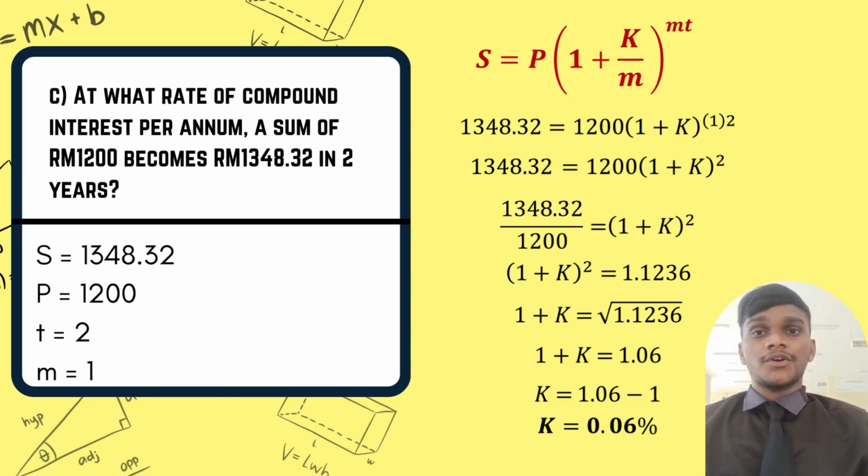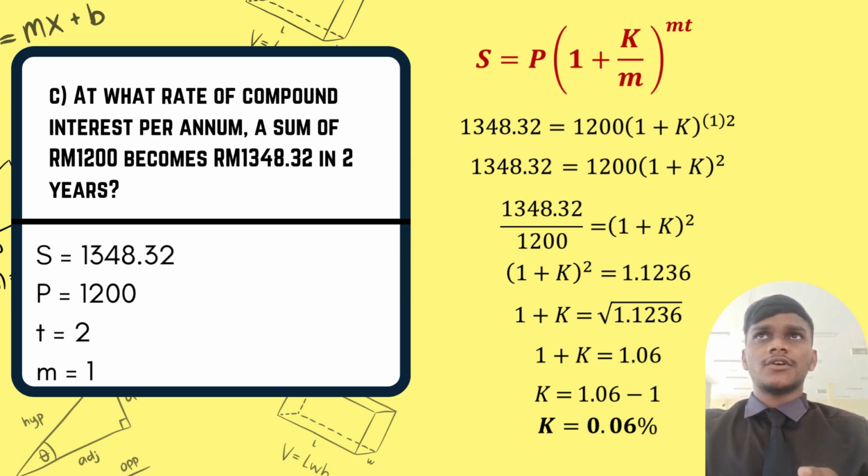Substituting the values into the formula gives 1348.32 equals 1200 times (1 plus rate) to the power of 2. To isolate the rate, we divide both sides by 1200, which gives 1348.32 divided by 1200 equals (1 plus rate) squared, which simplifies to 1.1236 equals (1 plus rate) squared.